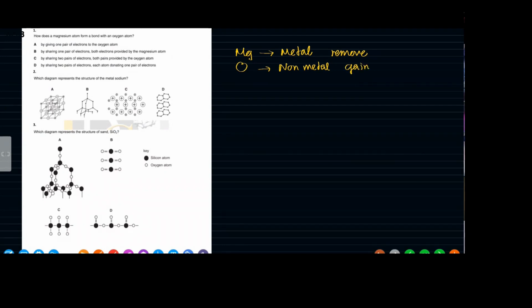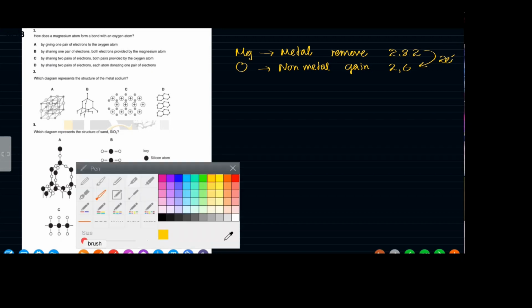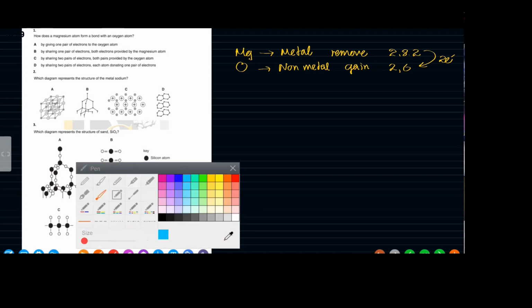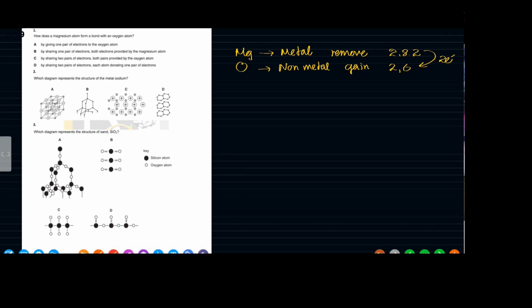And then check the number of electrons, right? Number of electrons by writing the electron configuration. Now we did it once, but I'm just emphasizing it again. So then let's check the answers here. By giving one pair of electrons to the oxygen atom, sounds pretty correct, right? Because it's giving, but let's cut off the others by using some obvious mistakes.